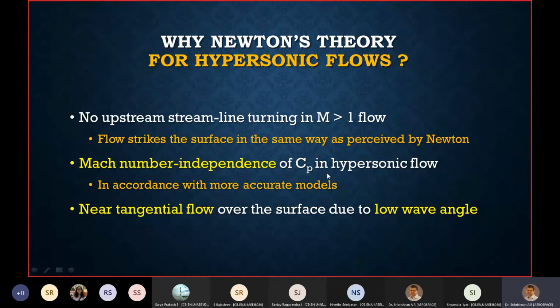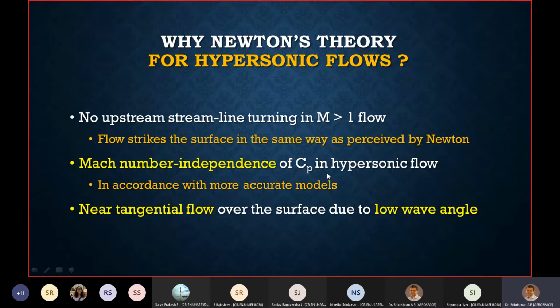Actually, we will have some discussions focused on Mach number independence, where we will show that in hypersonic flow, that is, when Mach number increases beyond 5, some of the phenomena and flow properties tend to become independent of Mach number. That is basically what is called Mach number independence, and Cp is one of them. Going ahead, we'll put that more formally with a more sound theoretical foundation, but we will discuss Mach number independence.